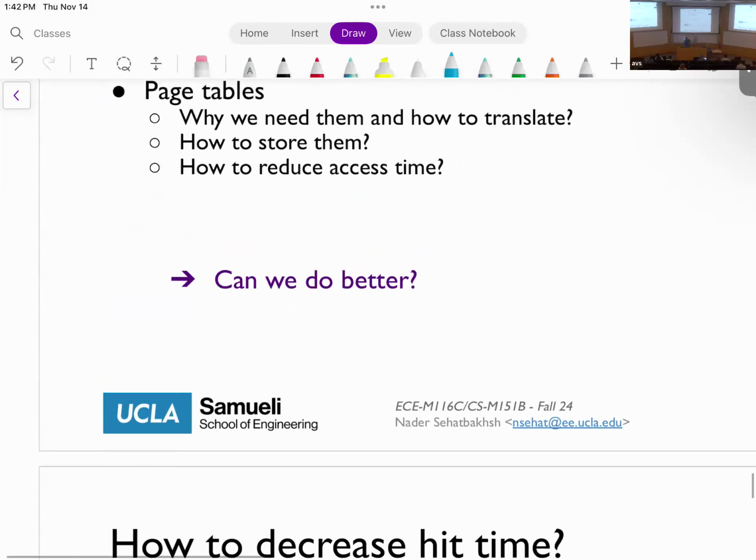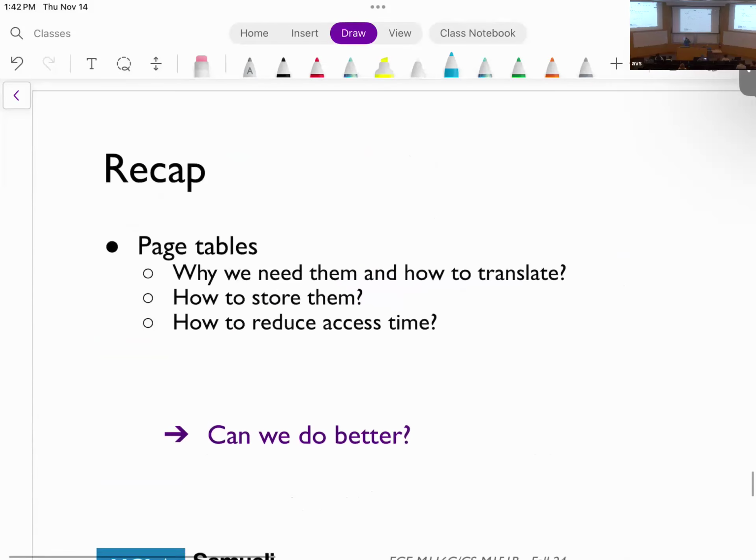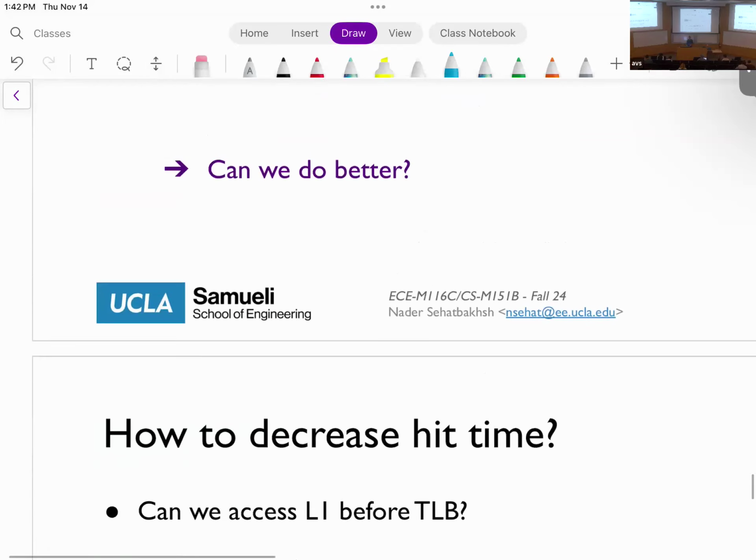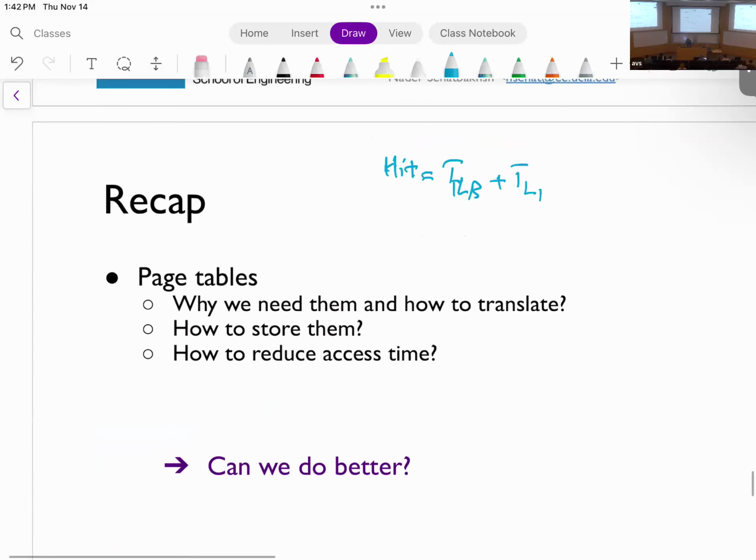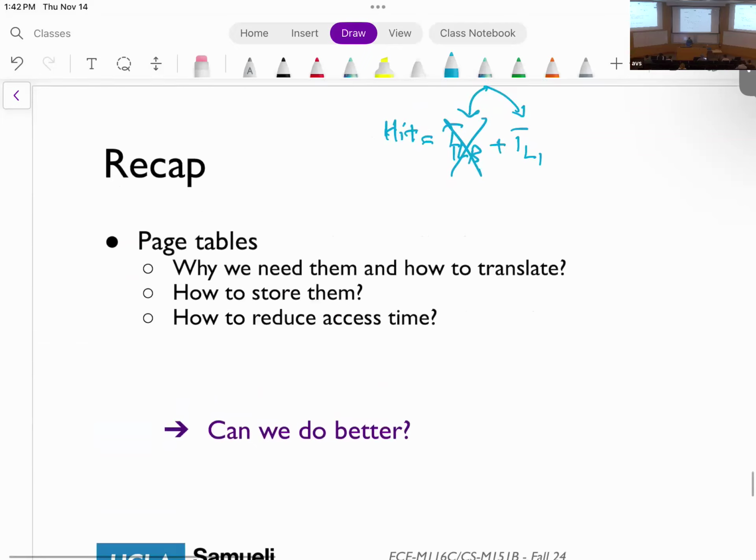All right, the last thing before I let you go is, remember I told you that if I have a TLB, my hit time will be the time for the TLB plus T of L1, right? Essentially, I'm adding the TLB to my critical path. So now the question is, can I make this better? Can I somehow hide this number? Can I check these two in parallel? That's what I want to do.